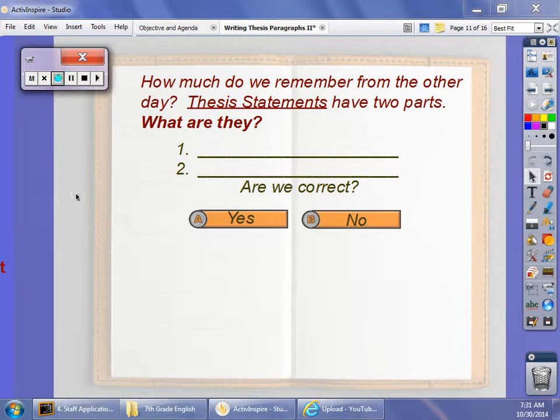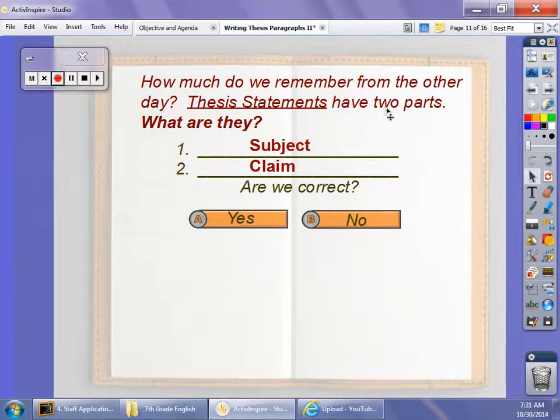A thesis statement needs to have two parts. What are they? You guys remember what they are? Well, let's pull the answer out. They have to have a subject and a claim. The subject is what you are writing about, and the claim is relating to the subject.